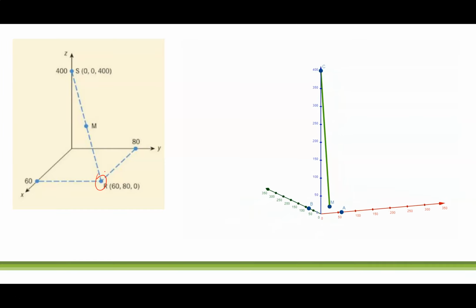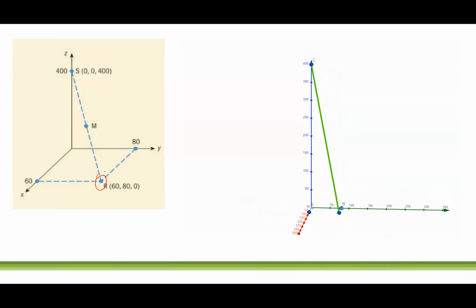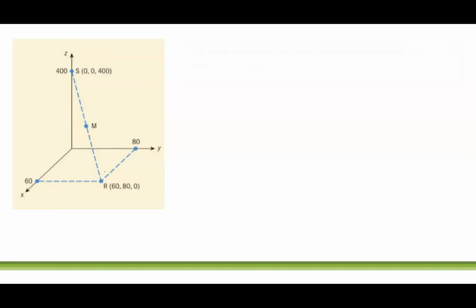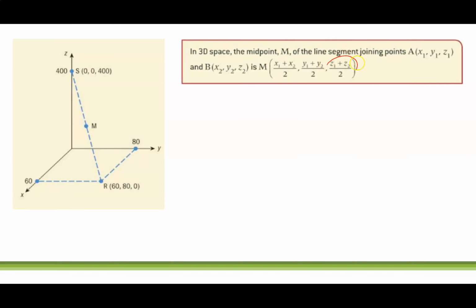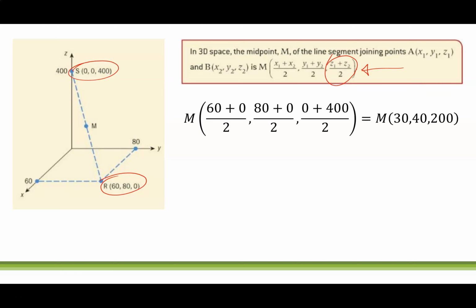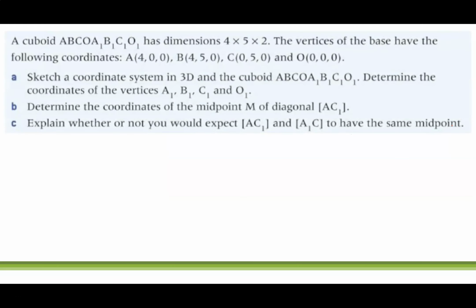Well, I just used the formula like we had before, but I extend it to include a third coordinate. And that gives us, now you see this extra bit added on here. You use that to figure it out. Here are the coordinates for one and the other. And if you put them into this formula, you'll find the midpoint is 30, 40, and 200. If I go back to GeoGebra, you could go ahead and see where that would be. I'd like you to hit pause and try this one for yourself, and I'll join you in a moment.